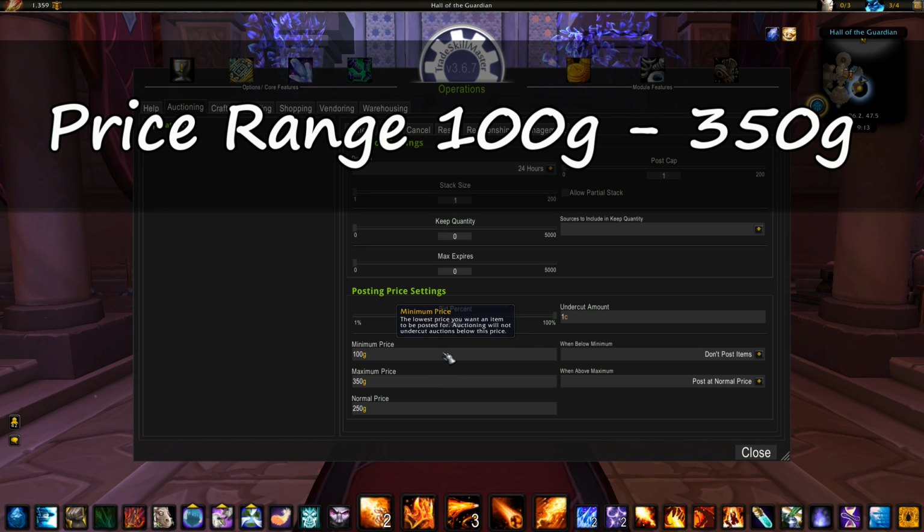Our lowest that we're willing to sell items in this group is going to be 100 gold. The normal price we want to sell at is around 250. And the maximum we're willing to sell is 350. So 100 to 350 gold, that's our price range.